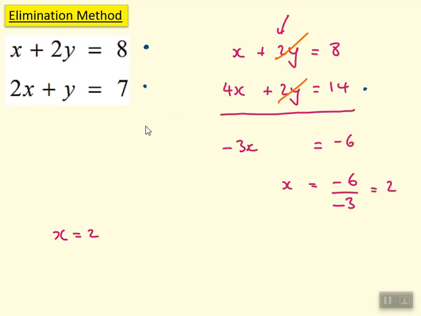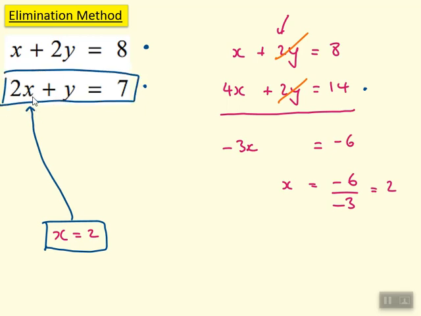Now you might remember this from year 9. You just got to take this value of x and sub it into one of these equations to work out what y is. I'm going to sub it into this one here. So I'm going to replace that x with 2, because I know it's worth 2. So 2 times x, so 2 times 2 is 4. 4 add y equals 7. I'm going to take away 4 from both sides, so y equals 3. So this is what y equals.